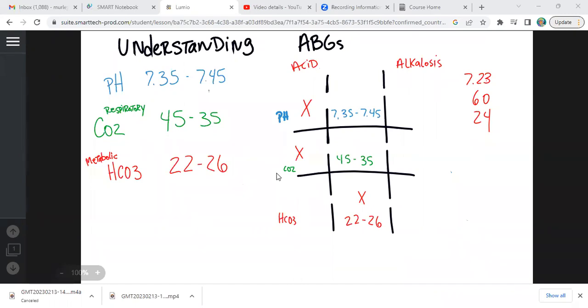Y'all got that right. This is on abgninja.com. It's a website called ABG Ninja. That's a practice site. Y'all got the first one, right? This one says 7.46, 28, and 19.